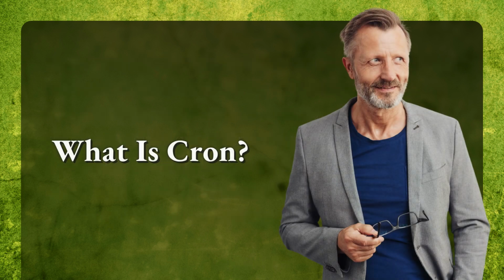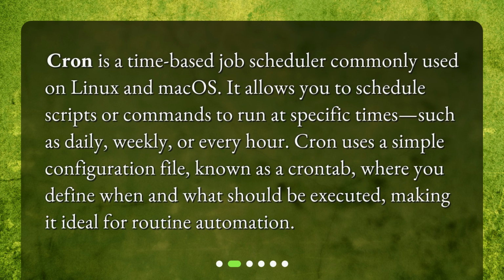What is Cron? This is a time-based job scheduler commonly used on Linux and macOS. It allows you to schedule scripts or commands to run at specific times, such as daily, weekly, or every hour. Cron uses a simple configuration file, known as a Crontab, where you define when and what should be executed, making it ideal for routine automation.